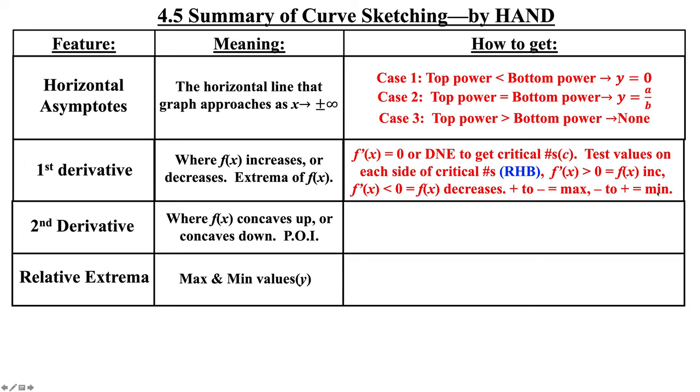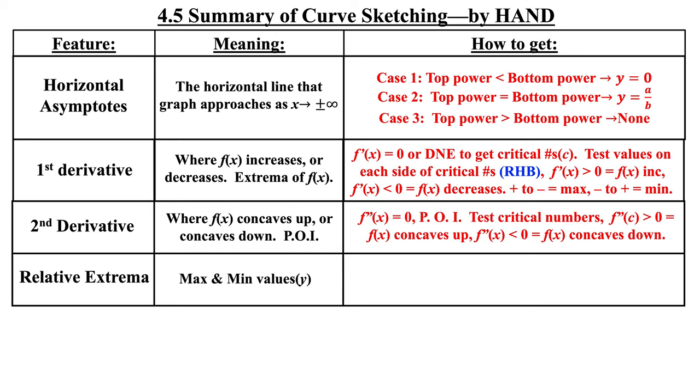Second derivative test, this is where you find where your graph concaves up or concaves down at your points of inflection. So this is when you take the second derivative, set it equal to 0, that will be your points of inflection. You're going to test your critical numbers. Well, we could do that, or we can do our right-hand behavior test for that as well. So when your second derivative at that critical number c is greater than 0, the original function concaves up. Your second derivative at c less than 0, f of x concaves down.